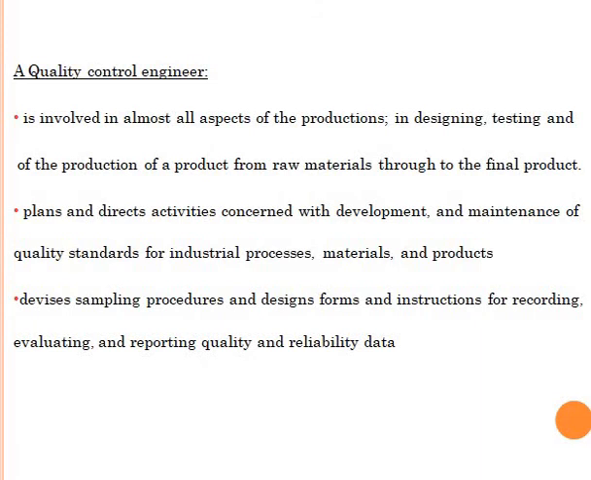Also, he determines the sampling procedure. After we finish, let's say, a batch of 50 units of a certain product, how do we determine that this is a good batch? Should we check them one by one, or should we take a sample of 5, let's say? If all the 5 are good and efficient, then is all the batch good or not? So these are decisions taken by the quality control engineer.